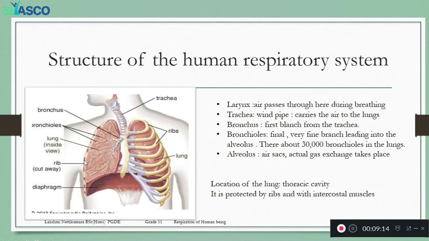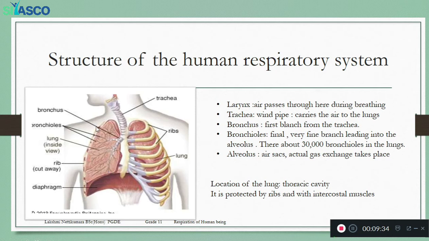These things are inside the lungs, two lobes of lungs, and end up with alveolus, a large number of alveoli present in the lungs. So the alveoli is the place where actual gas exchange takes place.